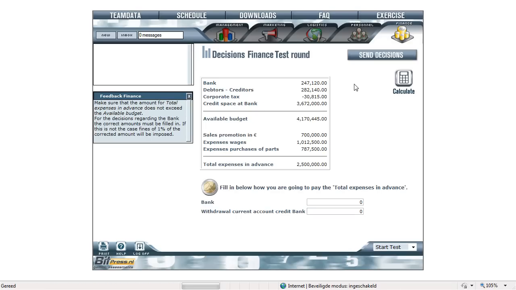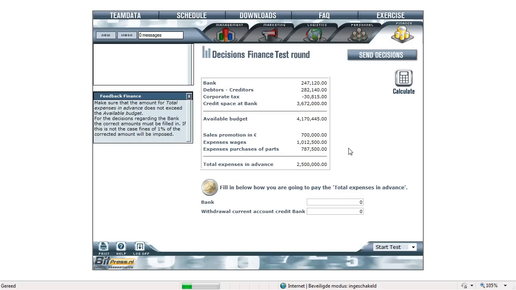Let's go to the decision page, and here we can see not only our available budget, but also the total expenses in advance. Let's have a closer look at the available budget. We can see the amount we have in the bank. We can see the money we still get from our debtors minus the money we still have to pay to our creditors, which is positive. And we have to pay some corporate tax. Furthermore, we have credit space at the bank, which all makes up for our available budget of over 4 million euros.